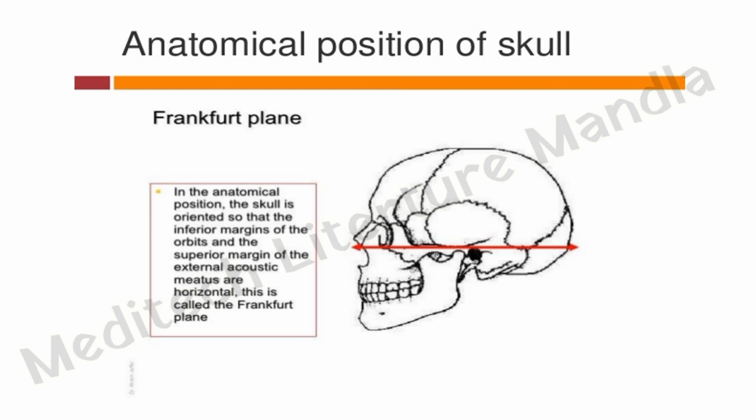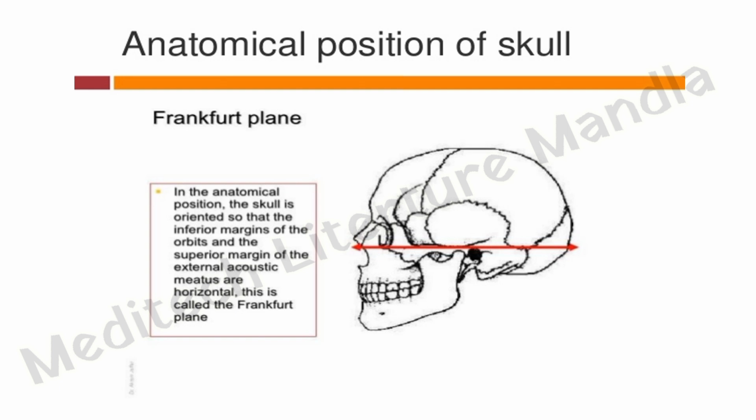Now, if we talk about anatomical position of the skull, then a plane known as Frankfurt's horizontal plane is very important. Now, what is Frankfurt's plane? Frankfurt's plane is a horizontal plane that passes through the infraorbital margin and the superior border of the external acoustic meatus.